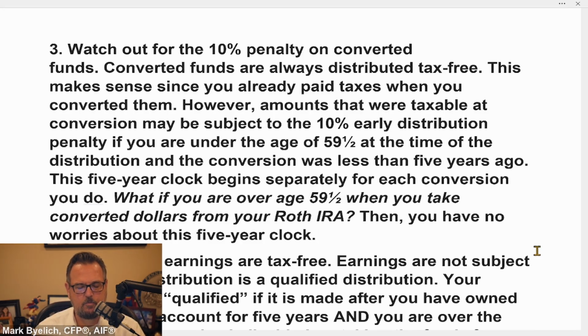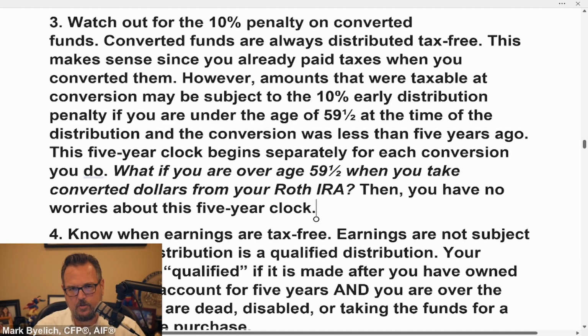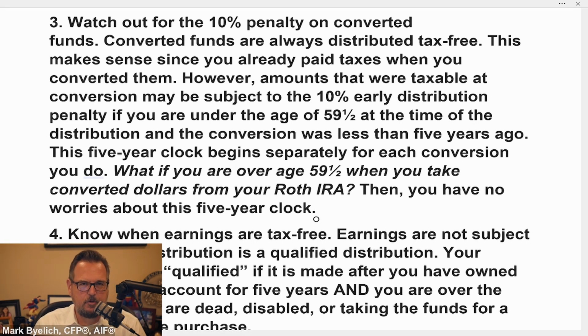This 5-year clock begins separately for each conversion you do. As I said, what if you are over age 59 and a half when you take converted dollars from your Roth IRA? Then you have no worries about this 5-year clock. So again, this is very specific to those under 59 and a half. I always say that the 5-year rule is very confusing for most people. When you're under 59 and a half, it gets really easy over 59 and a half.